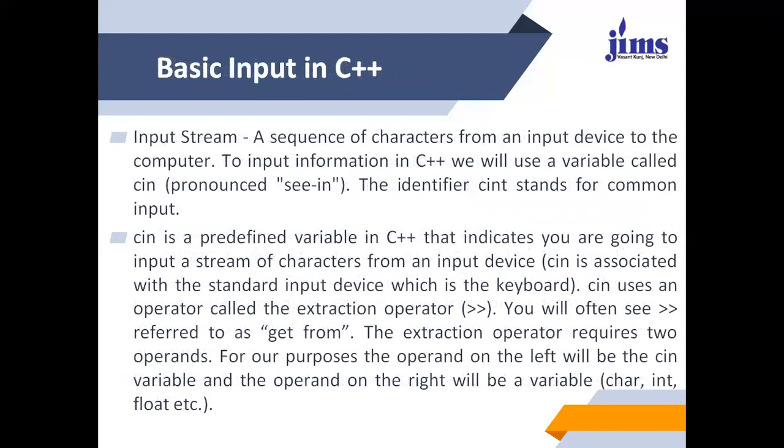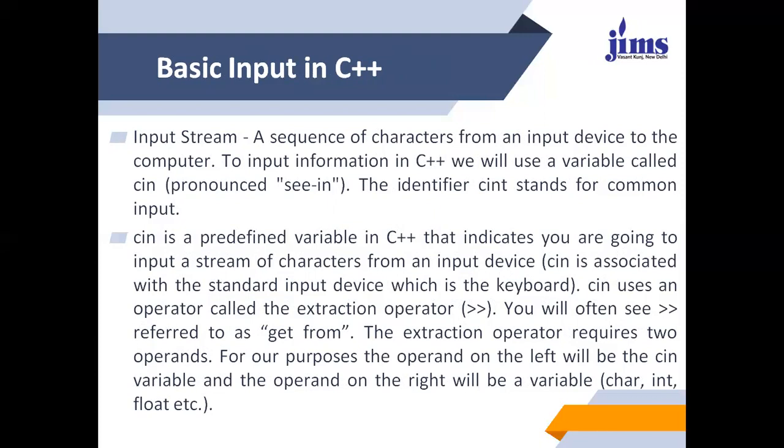Now let's move on to the basic input in C++. Input is a sequence of characters from an input device to the computer. To input information in C++, we will use a variable called cin. The identifier cin stands for common input. Cin is a predefined variable in C++ that indicates you are going to input a stream of characters from an input device. Cin uses an operator called the extraction operator. You will often see the extraction operator referred to as "get from".